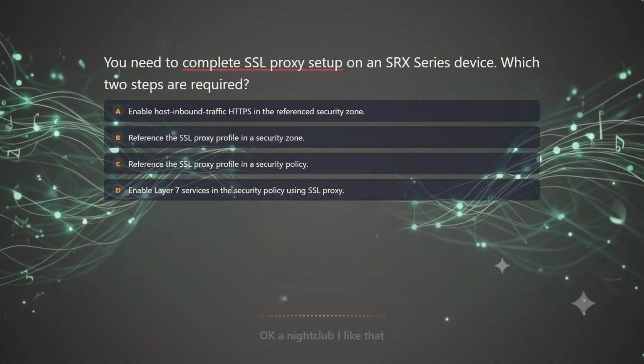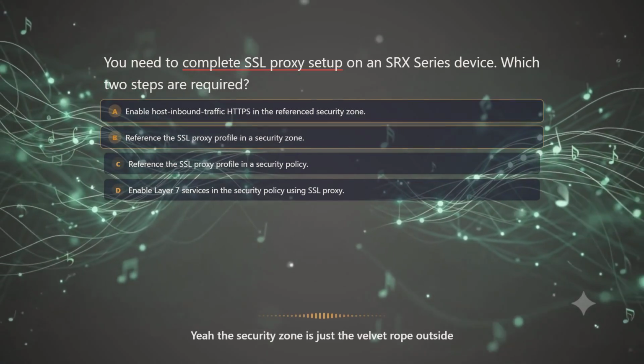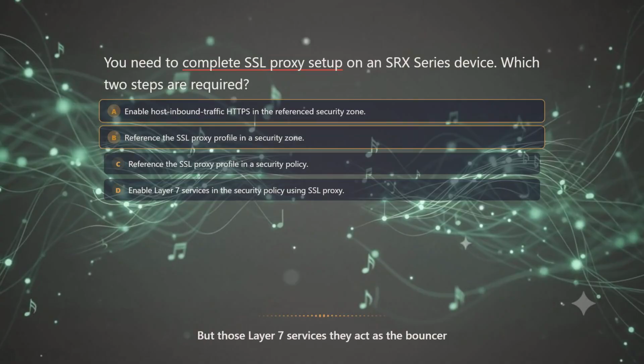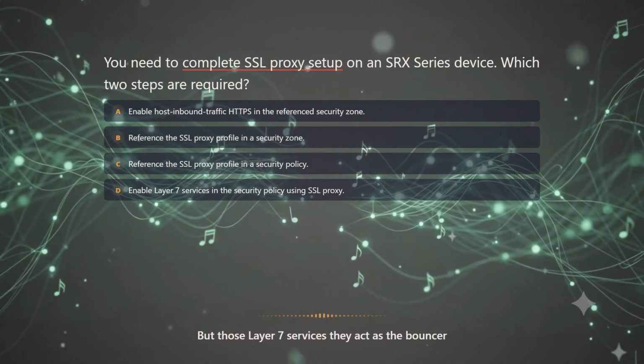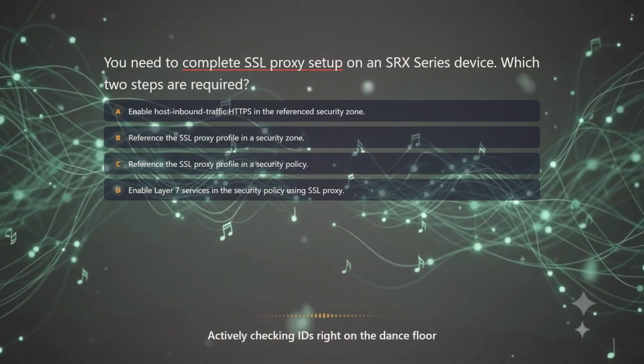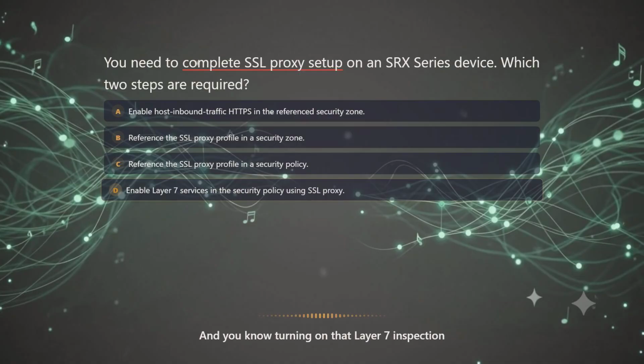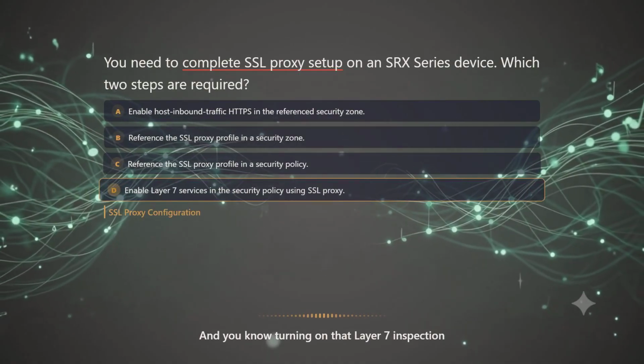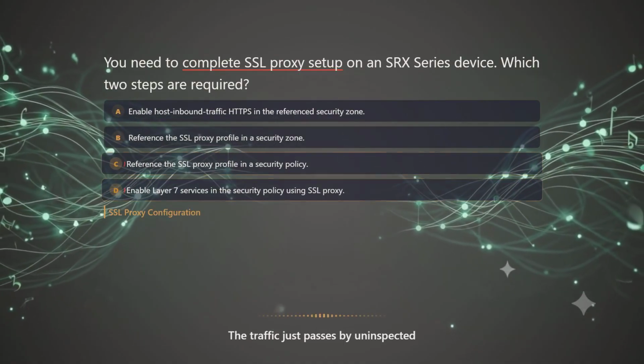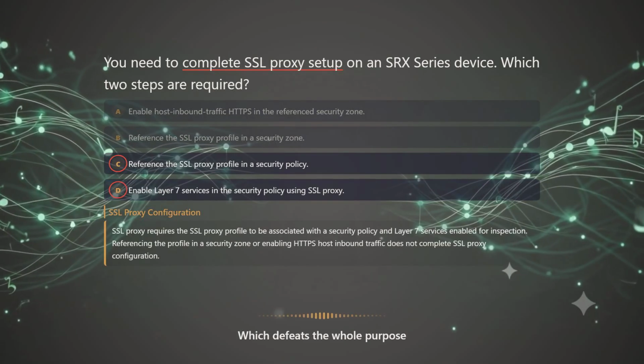Think of it like a nightclub. Okay, a nightclub, I like that. Yeah, the security zone is just the velvet rope outside. But those layer 7 services, they act as the bouncer, actively checking IDs right on the dance floor. That is a great way to put it. Without associating it with a policy and turning on that layer 7 inspection, the traffic just passes by uninspected. Which defeats the whole purpose.